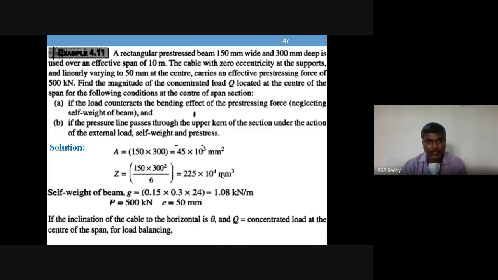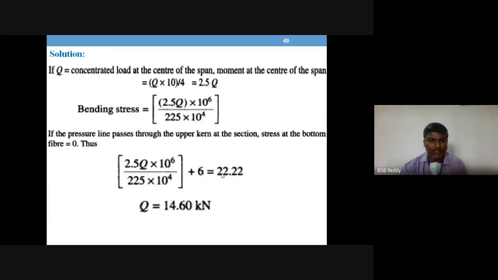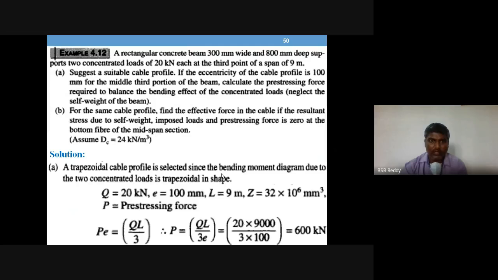So we are in Unit 2 of your syllabus, talking about the load balancing concept. Okay. Last session we saw an example of how to solve using the load balancing concept. Let us see some other example in this session.